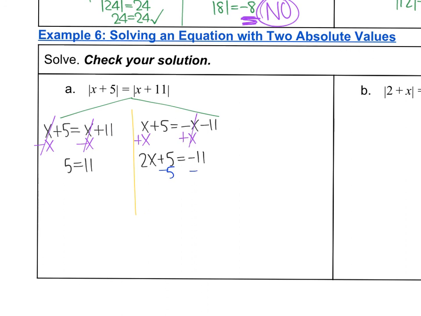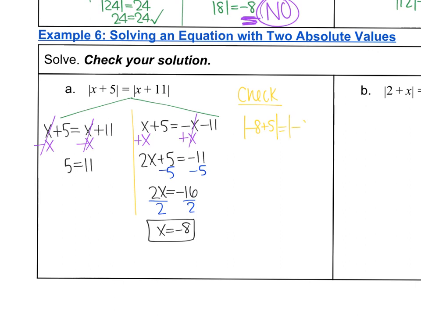So I'll subtract the 5. I'll get 2x equals negative 16. I'll divide by 2 and get x equals -8. Let's do a quick check to make sure that that one works. So off to the side here, I'll do my check. That's -8 plus 5. Absolute value of -8 plus 5 equals the absolute value of -8 plus 11. That's the absolute value of -3 equals the absolute value of 3. Both of these become 3, so 3 does equal 3, and it checks out.